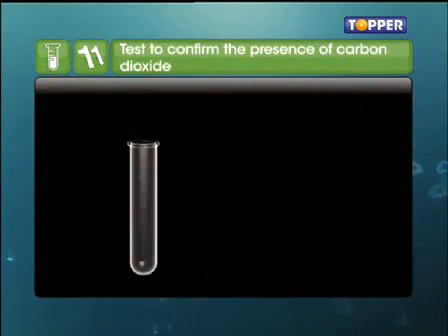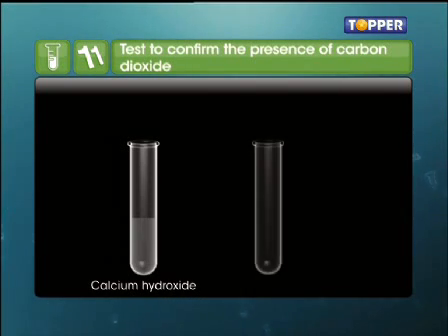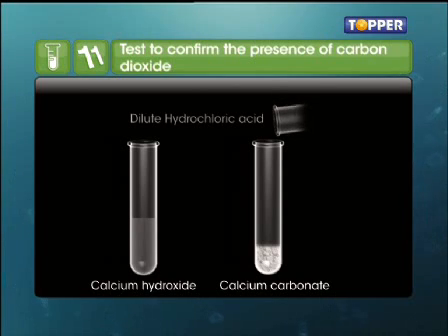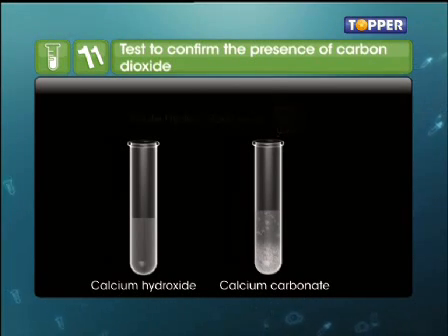In a clean dry test tube, take calcium hydroxide solution. In another test tube, take about 2 to 3 gram of calcium carbonate. Add about 1 ml of dilute hydrochloric acid.